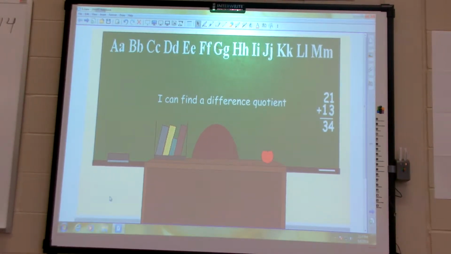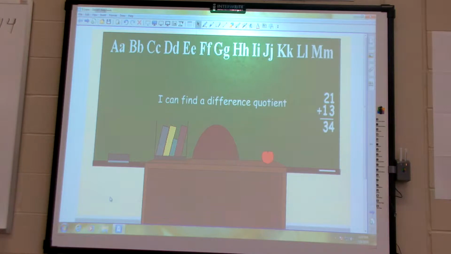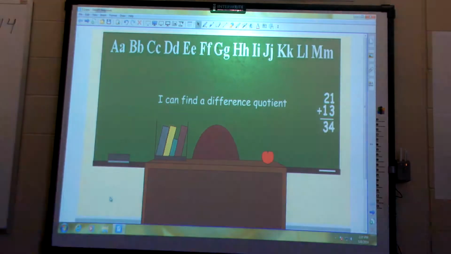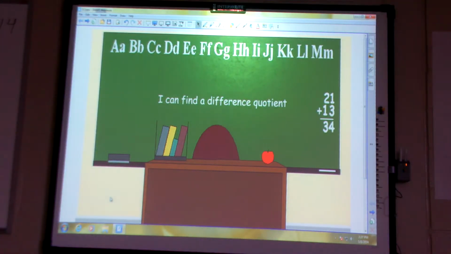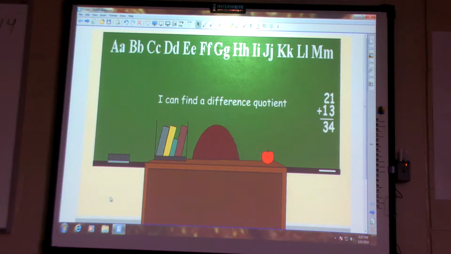Okay, today we're doing something called the difference quotient. Now I just expect you to be able to find one, but I don't expect you to be able to use it. That's next year. We're really going to use the difference quotient. Now, we can really use it for basic things.